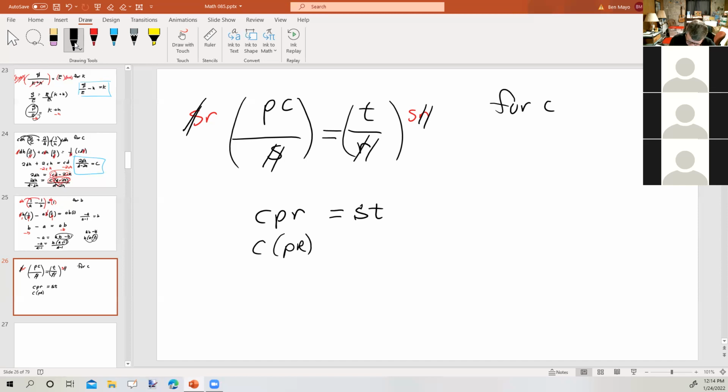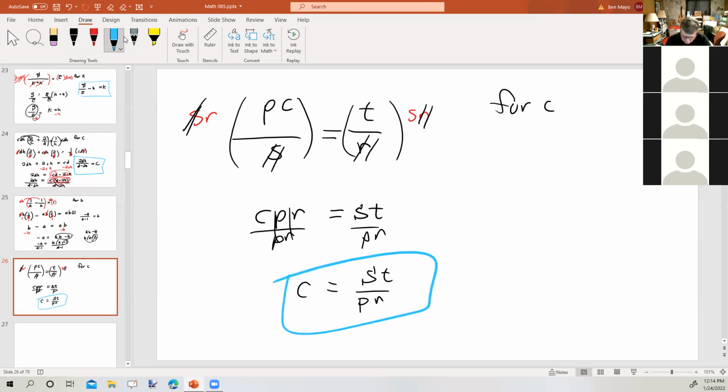What are you going to do now? Divide by PR? Yeah. In fact, we could do that just right here, right? So C equals ST over PR. Oops, I changed the cases of my R there. Okay. Now I'm going to go back and do that problem a lot quicker, but I wanted to do it this way first to show that, yeah, it works.